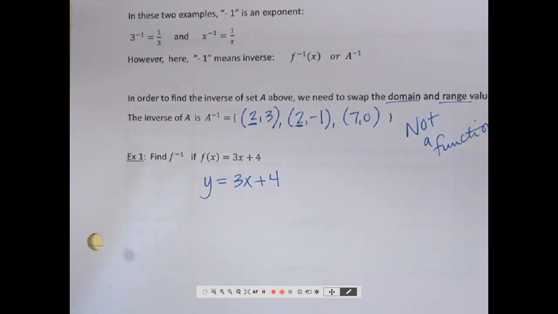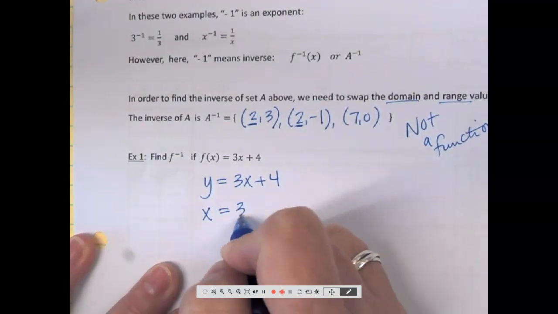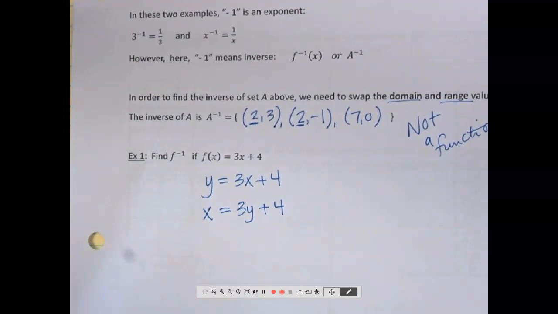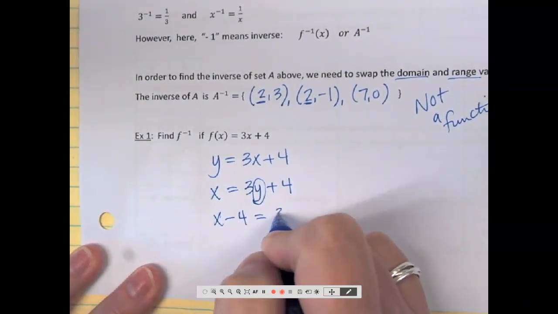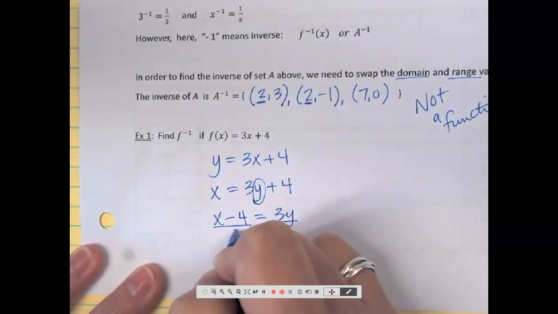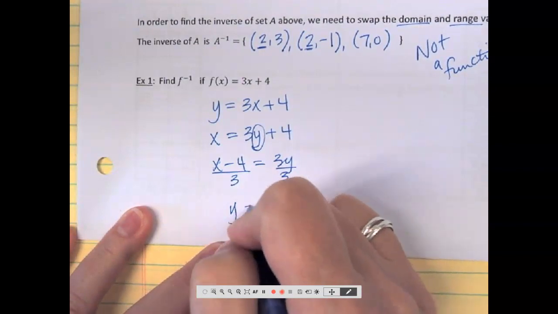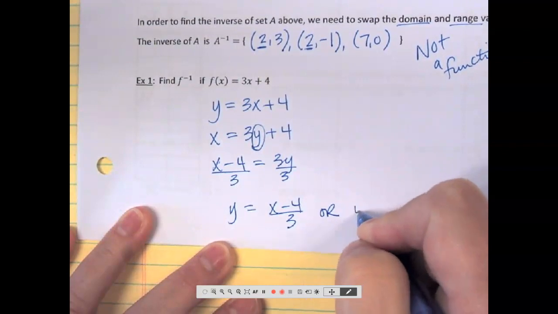So when we don't have that as an option, what we do is we literally switch x and y. Do you remember doing that in Algebra 2? So wherever there was an x, it now becomes a y. Wherever there's a y, it becomes an x. So you're literally switching domain and range. And then I'm going to solve it for y, which would involve subtracting 4 and then dividing everything by 3. Okay, so I could say y equals (x minus 4) over 3. Or how else could I write that?